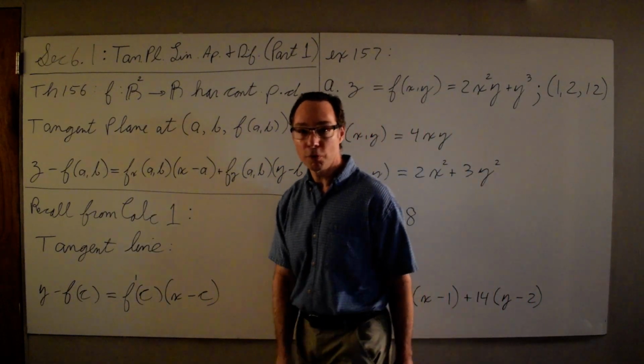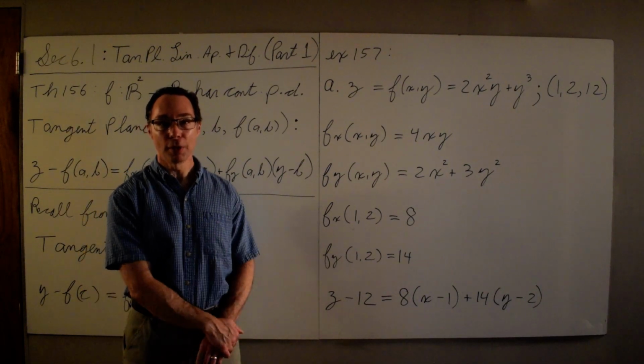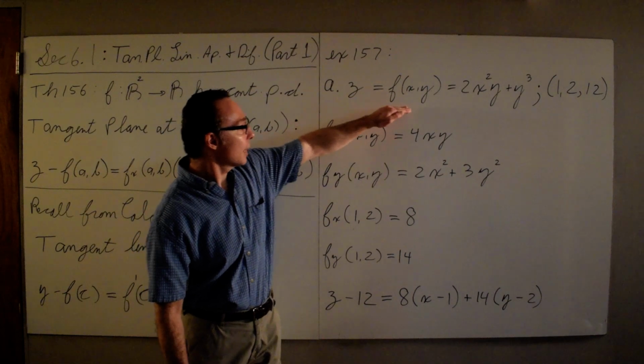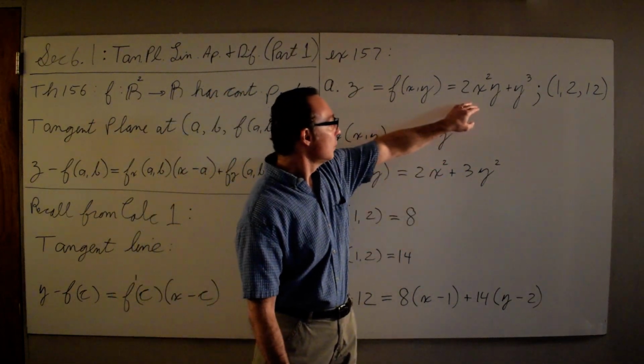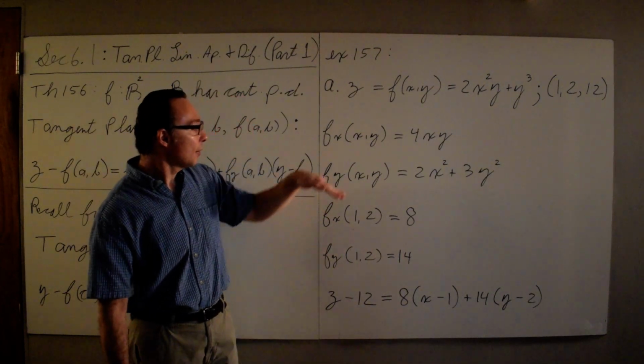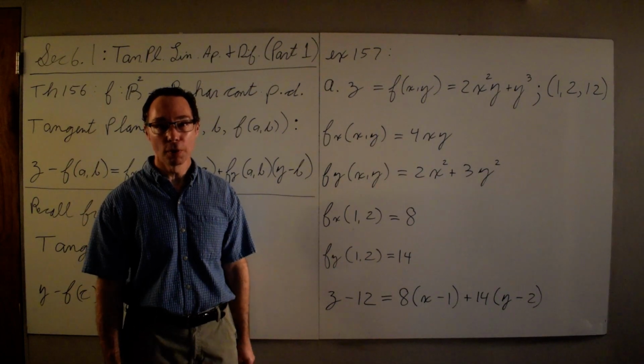So let's look at a couple of examples. The first one will be in this video, and the second example will be in the next video. The function we're given, we have z is f of xy is 2x squared y plus y cubed. We're going to find the equation of the tangent plane at the point 1, 2, 12.